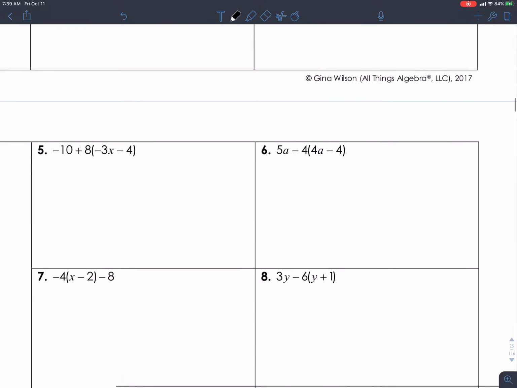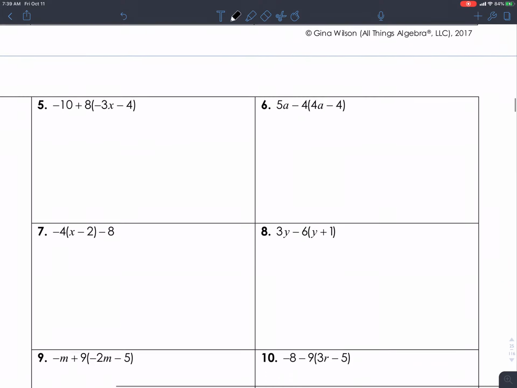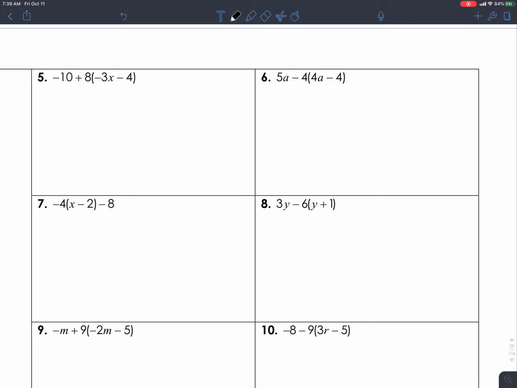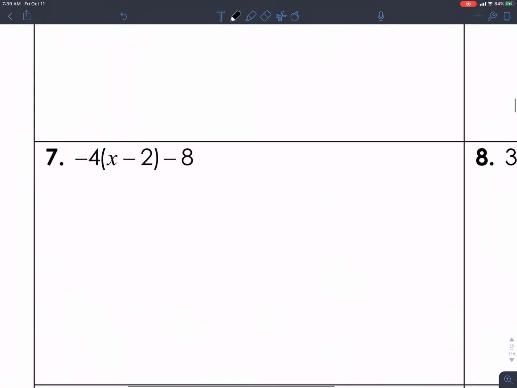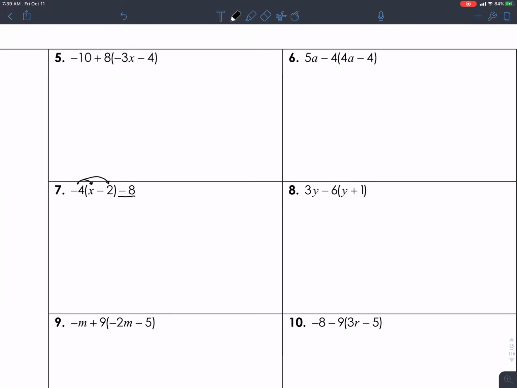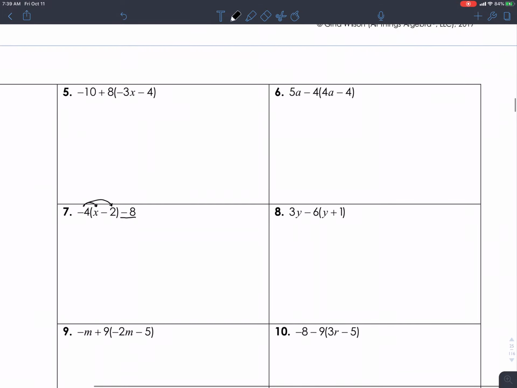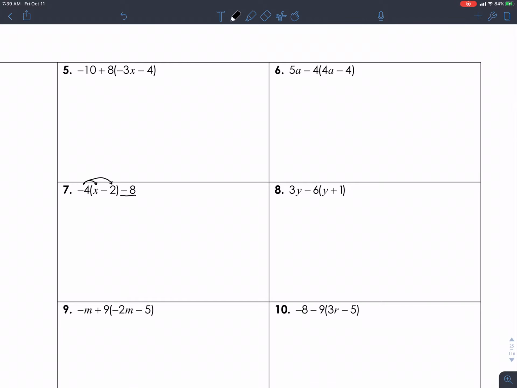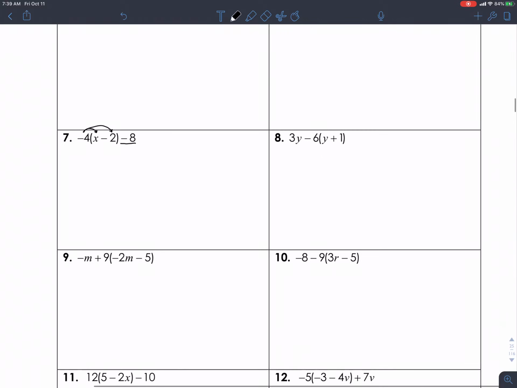Let's look at the back. So I'm looking at all of these, and these all kind of look the same. If you look at number 7, that negative 8, that's just going to sit out there on the end until you get your distribution done. Okay? So after you get the distribution, then you can combine with that negative 8. It doesn't matter that negative 8's out front or out back or whatever. You leave it alone until after you've distributed, then you combine like terms.